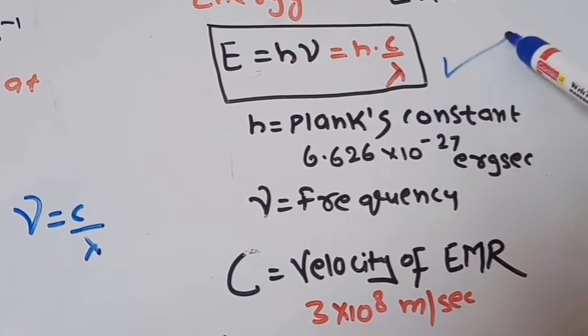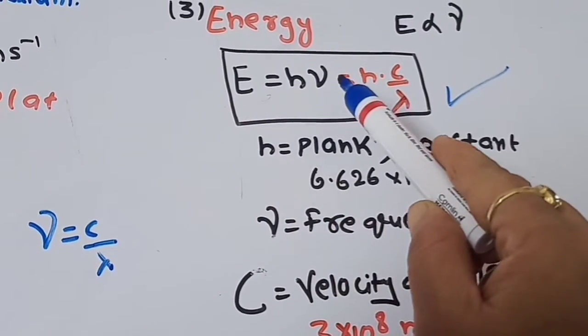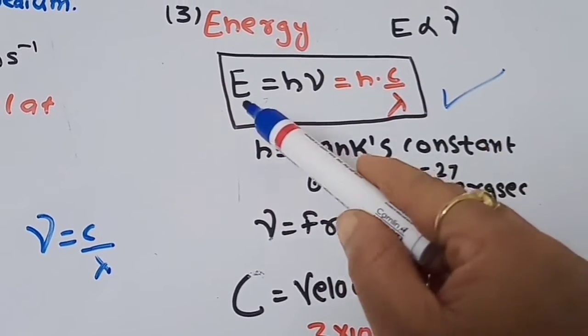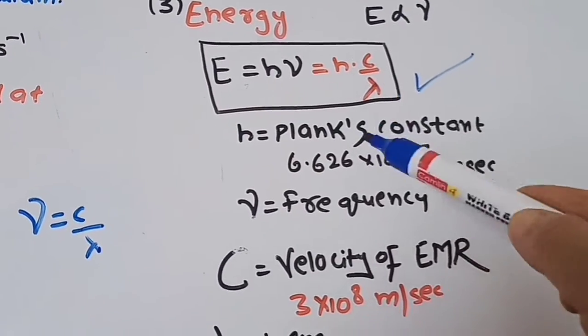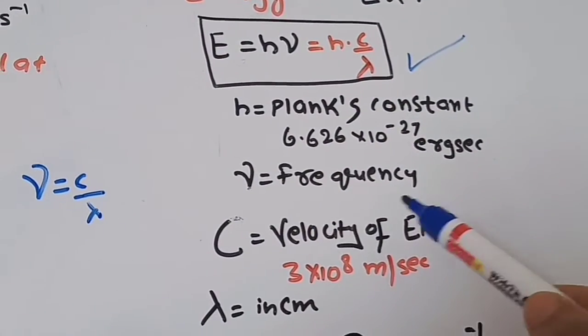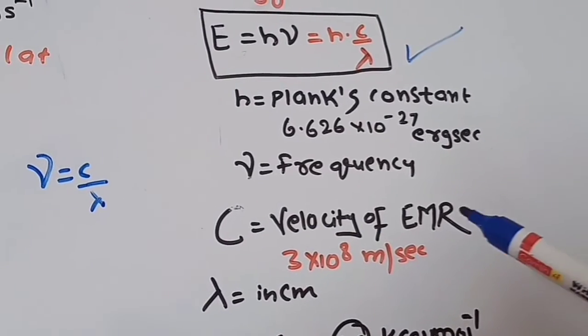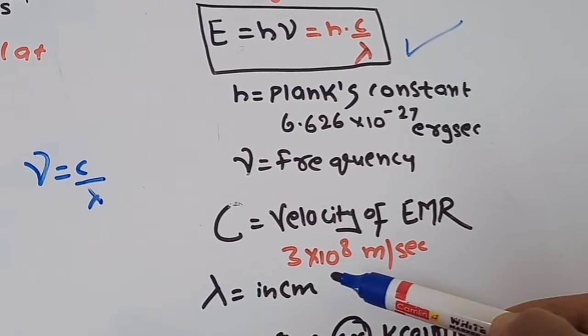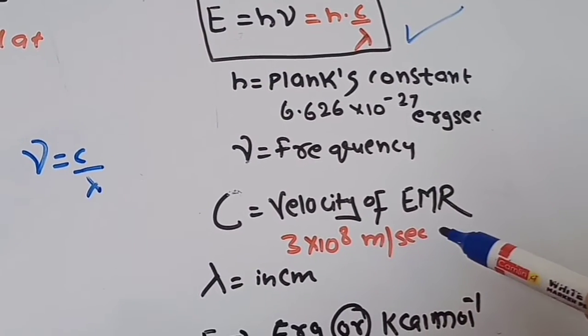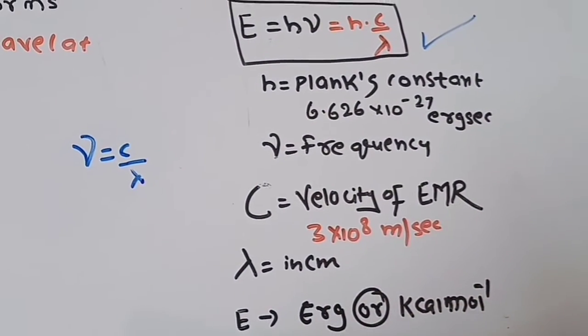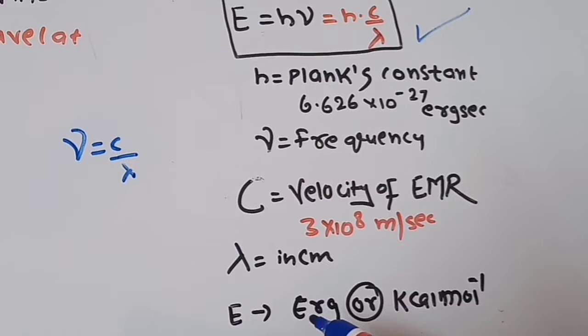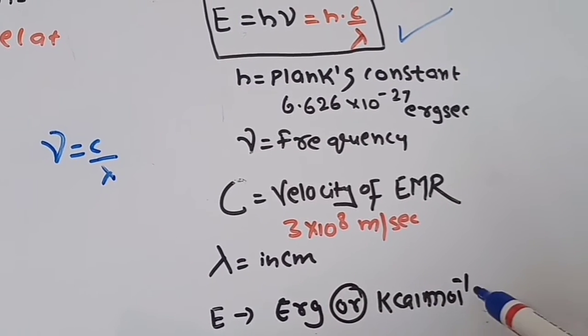So this is the relation between our frequency and our energy, and we can also say that energy relates to the wavelength and the velocity, where nu is the frequency and C is the velocity of electromagnetic radiation. That value is 3 into 10 to the power 8 meter per second, and lambda we have taken in centimeters. The energy units can also be taken in kilocalories per mole in place of ergs.